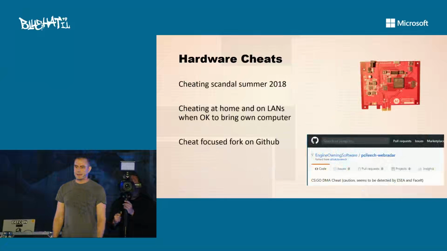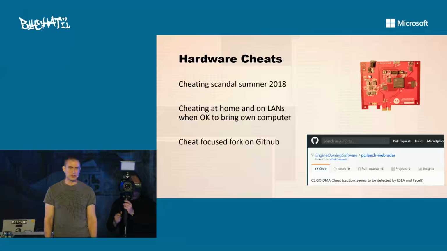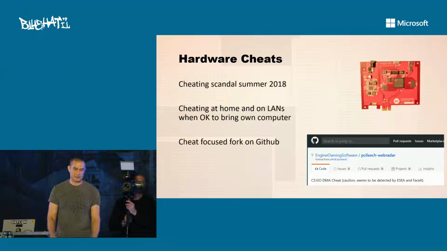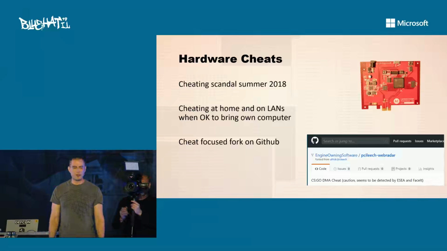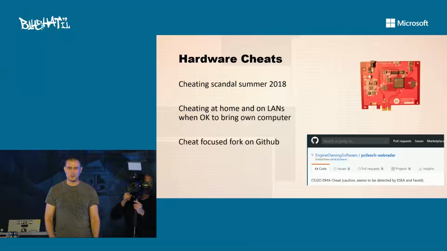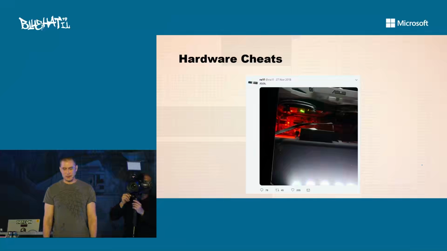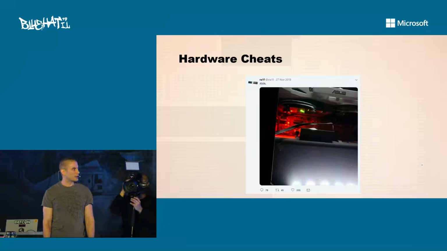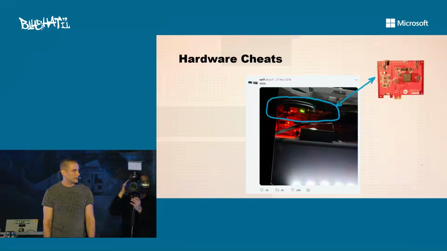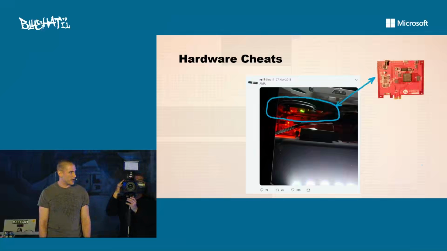I first became aware of this last summer, where there was like a big cheating scandal in the CSGO community. It turned out that people had been cheating at home and on LANs to which it was okay to bring your own computer, so you could have this FPGA board inserted into it. And then a couple of months later on, even a cheat-focused fork of my PCILeech software appeared on GitHub. And this is how it looks like. If you look very closely, this is the PCI Express Screamer FPGA board inserted in this gaming PC.